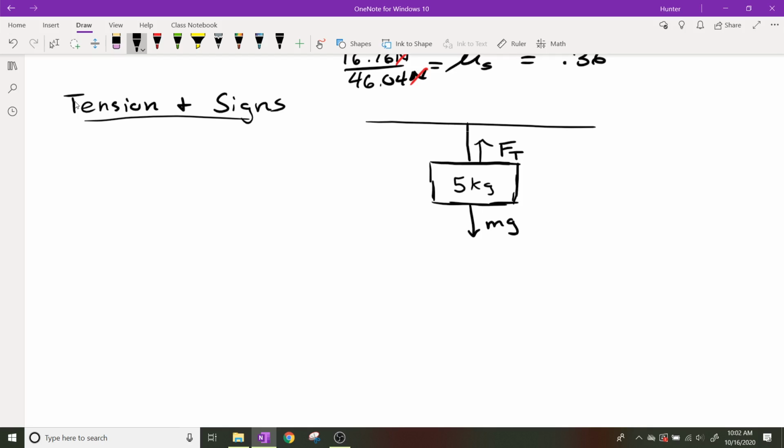And so we could actually find these numbers. I know that the mg going down is 5 kilograms times 10 meters per second squared, which would be 50 newtons going down. And if it's not moving, that means the force of tension up is also 50 newtons. If you want to get special about it, you can say the force going down is negative 50 newtons because that's in the downward direction. If we sum the forces together, the sum of the forces is equal to 0 because it's balanced. That's 50 newtons minus 50 newtons, equal to 0.